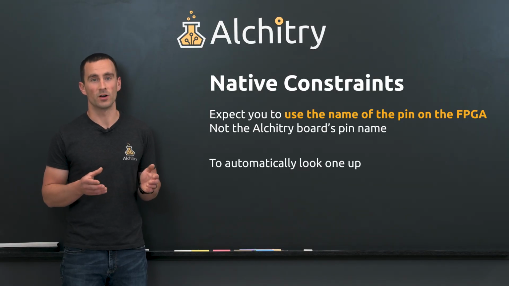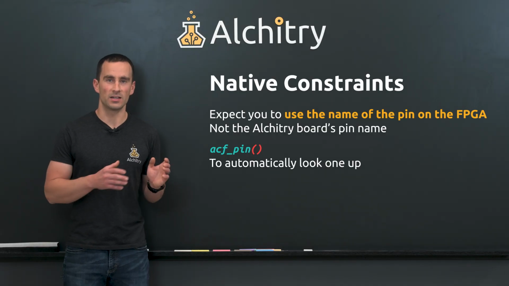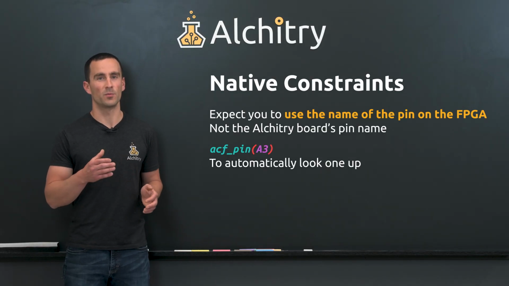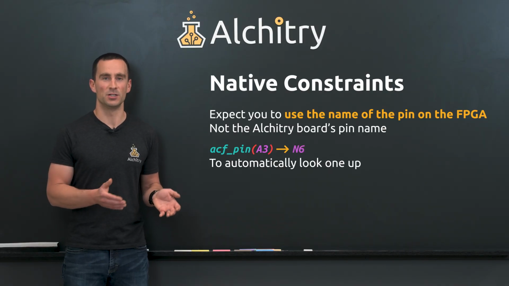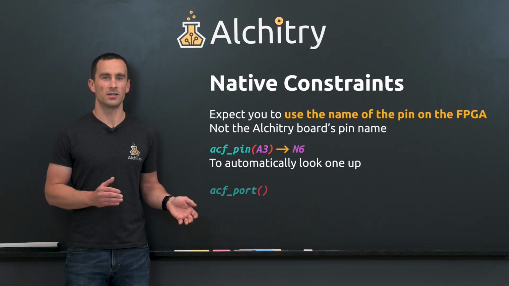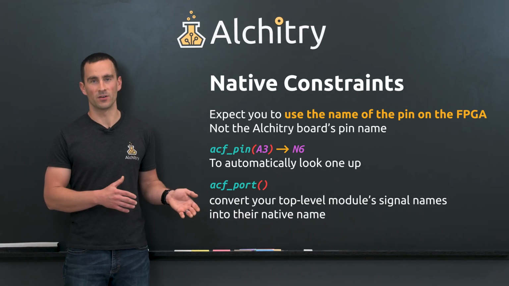To automatically look one up, you can use the ACF pin function. For example, if you have an AU, then ACF pin A3 for the first I/O pin on bank A will be replaced with N6. This is the name of the FPGA pin. The other helper function, ACF port, is used to convert your top-level module signal names into their native names.